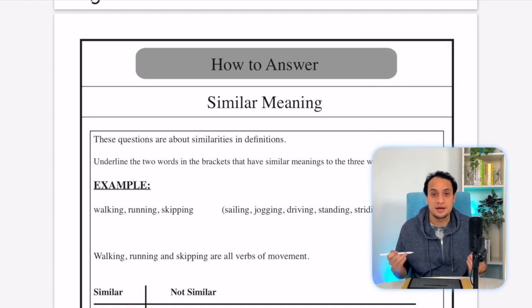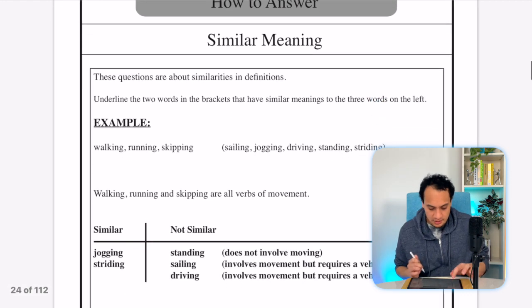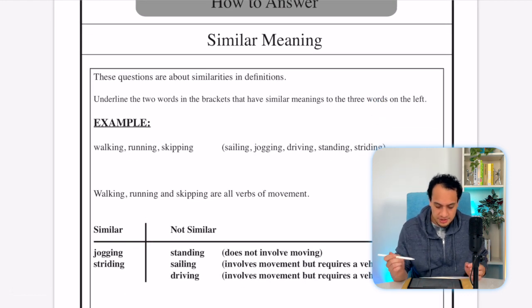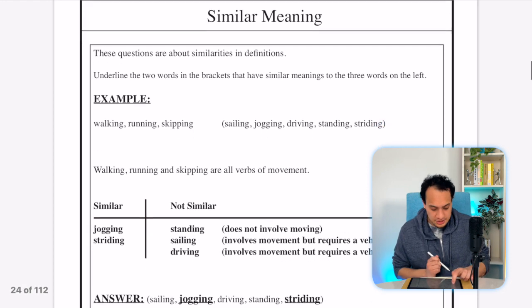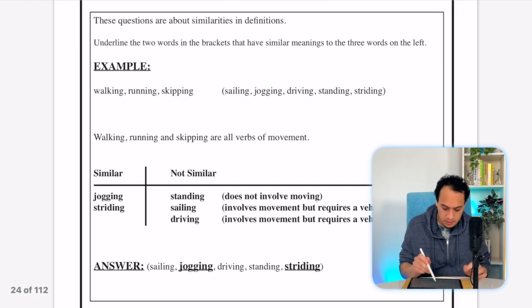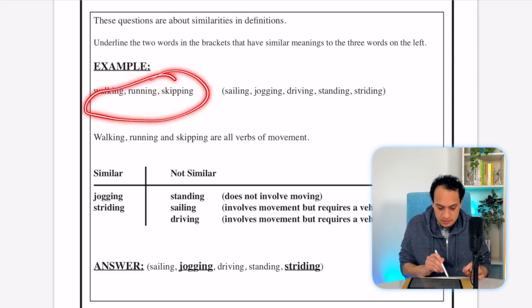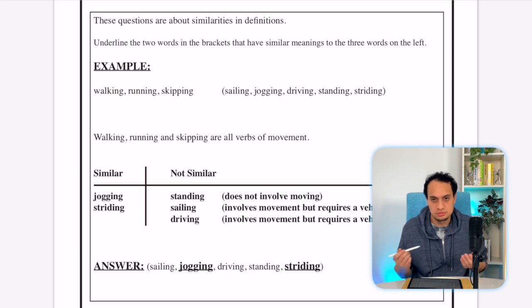Similar meaning is about finding similarities between definitions or different words. So let's have a look at the explanation here. These questions are about similarities in definitions. Underline the 2 words in the brackets that have similar meanings to the 3 words on the left. So as you can see here, we've got walking, running, and skipping. And these will all share a similar meaning.